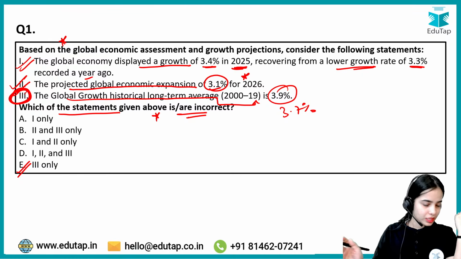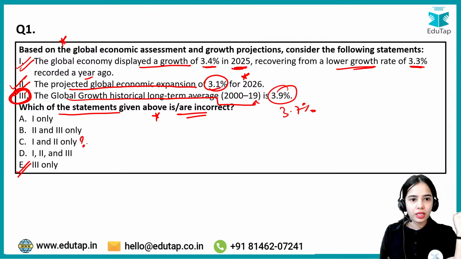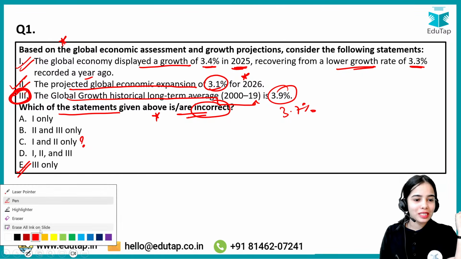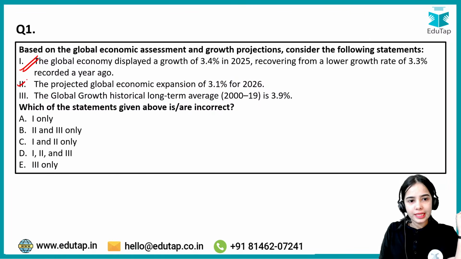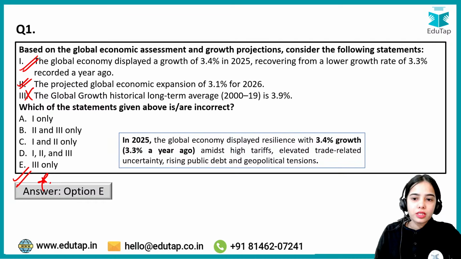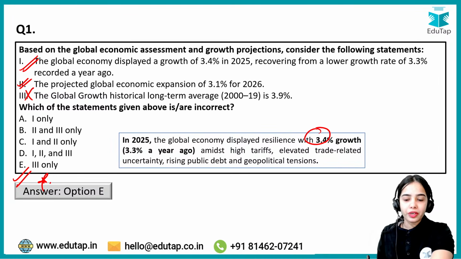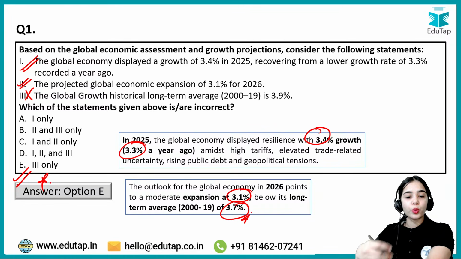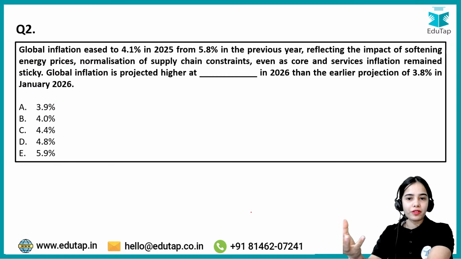Why? See, the question is incorrect, right? Don't make this kind of mistake, okay? First is correct, second is correct, third is wrong, and that's why the right answer is E here. Chalo. Moving forward, so this is the idea: 3.4% of growth in 2025, 3.3% of growth in 2024, 3.1% of growth in 2026. This is expected. The long-term growth average was 3.7%.